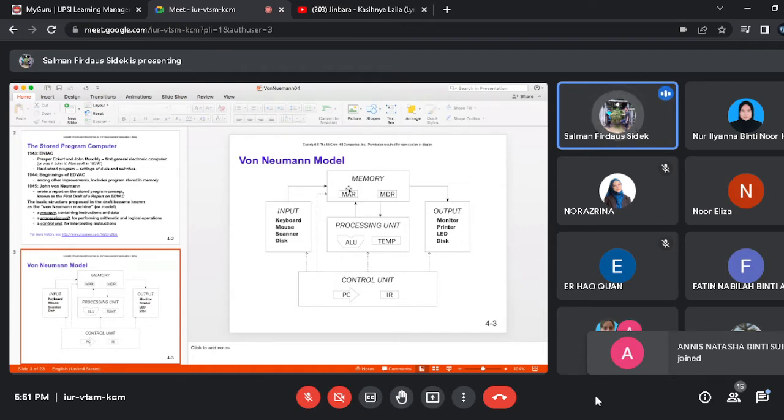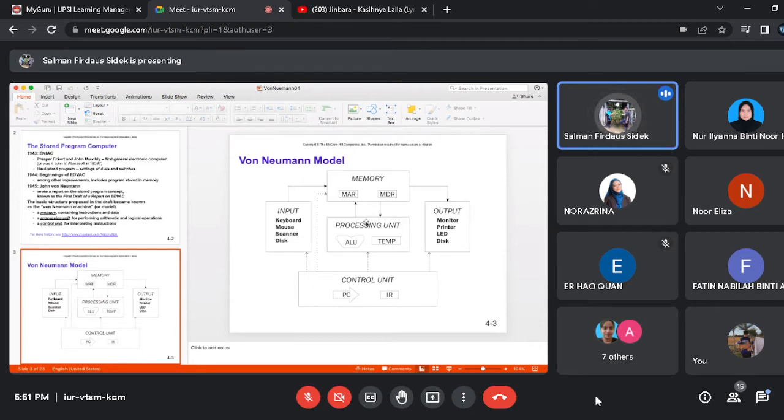This clearly shows that the data you key in from input first reaches the memory, and all the data will be kept there. When we want to use the data, it will be taken out from the memory and sent to the CPU, in the middle of the model, to be processed. After the process ends, the processed data will be sent back to memory, and then sent to output.